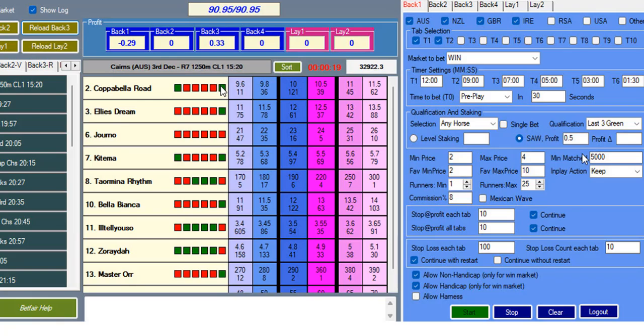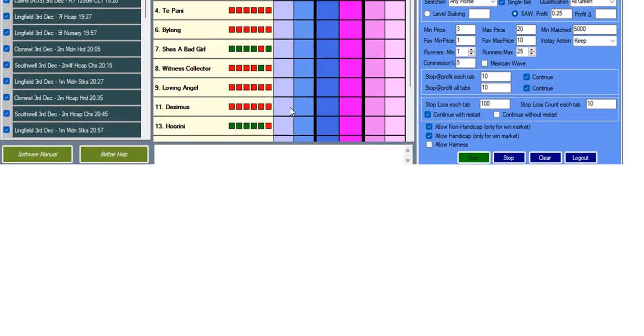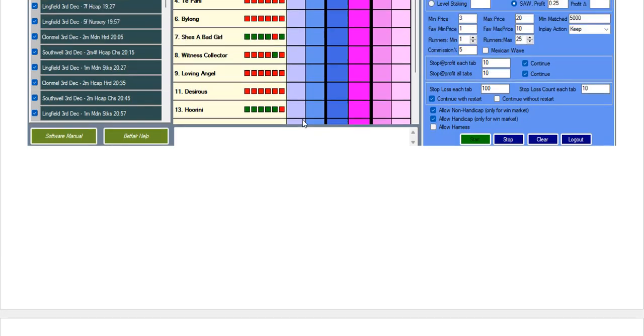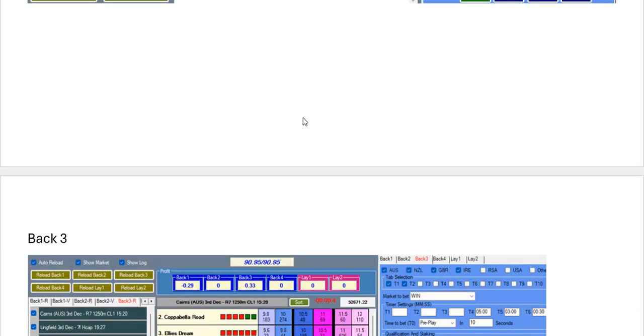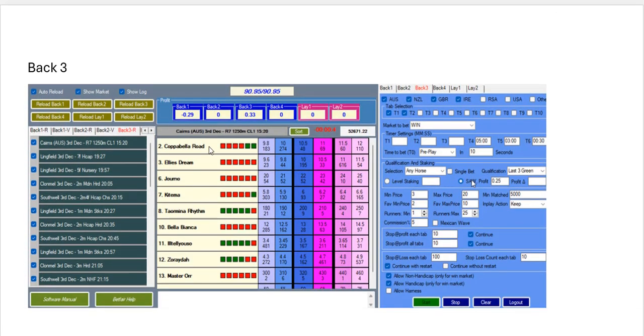And if we then go down here and have a look at race 3, you can see we've clicked on race 3 here to get the right one, race 3 in strategy, and then we would be clicking on Cairns race 7 here to get the colour chart that we wanted.